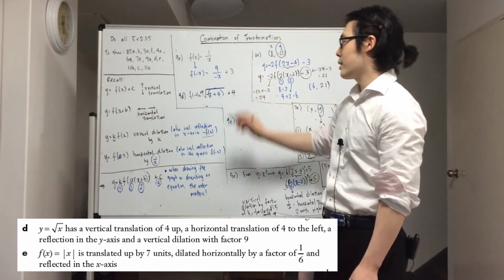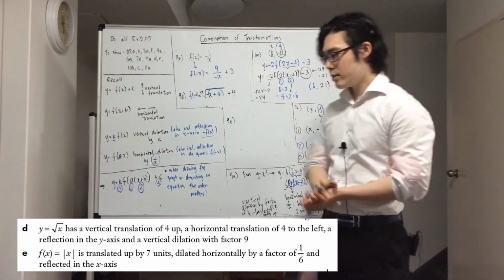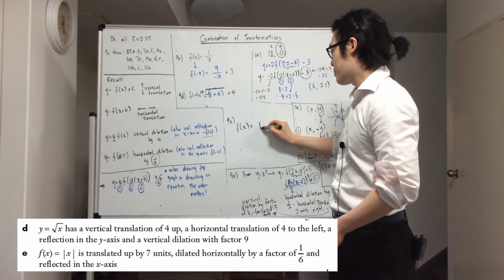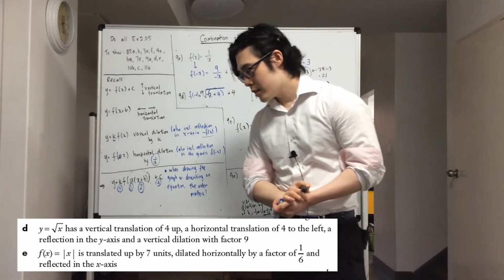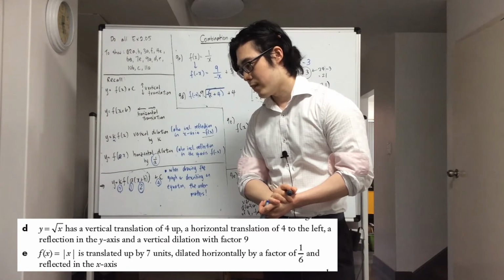So this is how you get the answer, because it says they want you to do it in order. Let's do the same thing for 9e. So this time we've got f of x is equal to absolute of x. It says translate up by 7 units, dilated horizontally by a factor of 1/6, and then reflecting the x-axis.